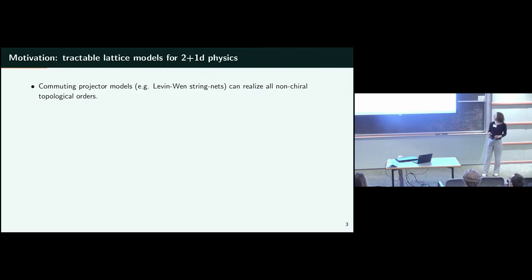Okay, so now comes the more difficult part, so let's go up one dimension into 2+1d. And now things are really complicated, so commuting projector models like the Lagrangian string nets can realize all types of non-chiral topological orders, but we can't get chiral topological orders, which have gapless protected edge modes.